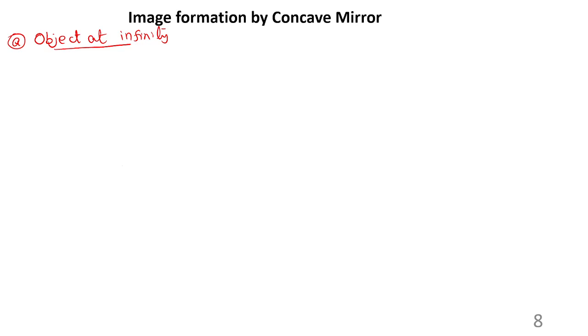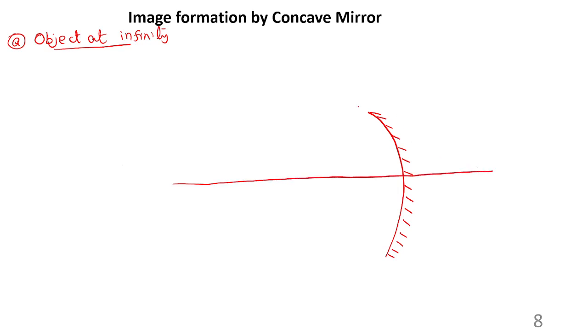The object is at infinity. Object at infinity means we have a, what is the mirror? Concave mirror. Concave mirror means on the right side there is a coating. This is said to be the concave mirror. We studied in the previous class that this is the principal axis. The axis divides the mirror into two. This is the pole.